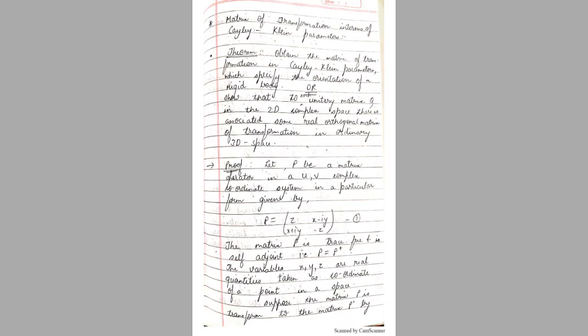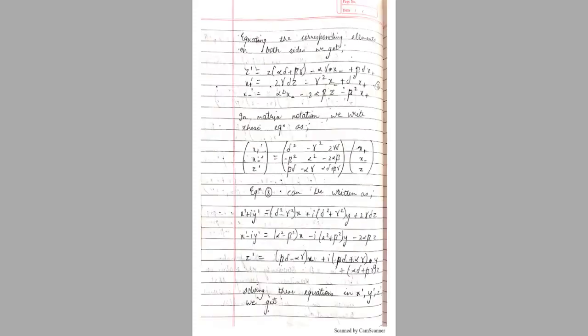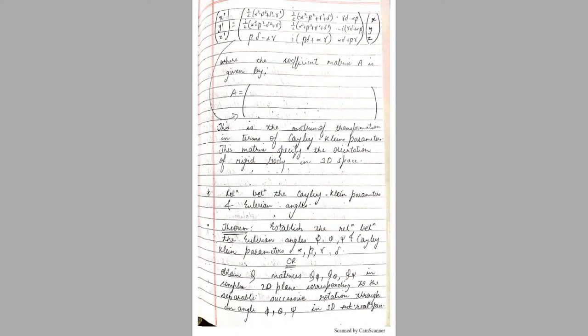In the previous lecture, we had already seen the matrix of transformation in terms of the Cayley-Klein parameters. This we have already proved. So in this lecture, we will do the next theorem, which is really interesting. In this theorem, we are establishing a relation between the Eulerian angles phi, theta, and psi that we had seen two lectures before.